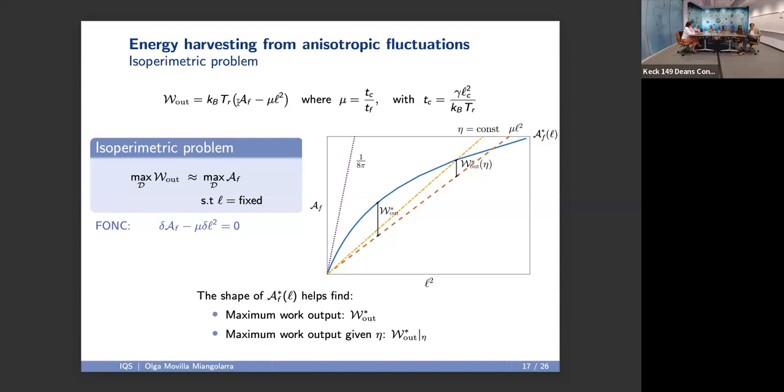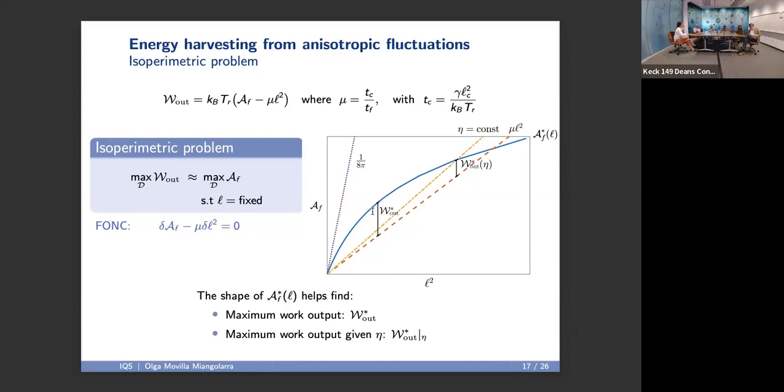So if we plug this in, the only thing we need to do is maximize over the optimal length. Essentially we want to maximize this difference between the optimal areas and mu times the length squared. So the maximum work output is simply given by the maximum vertical distance between this blue line and the line with constant slope mu. It is simply given by this expression, by this distance.